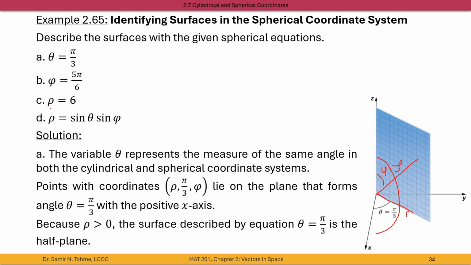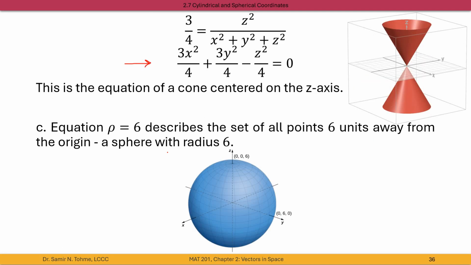For part C, rho equal to 6, that's easy. We know rho. Rho is equal to x squared plus y squared plus z squared equal to 6, and this equation is a sphere, and the radius of this sphere is 6, and this sphere is centered at the origin according to this equation.